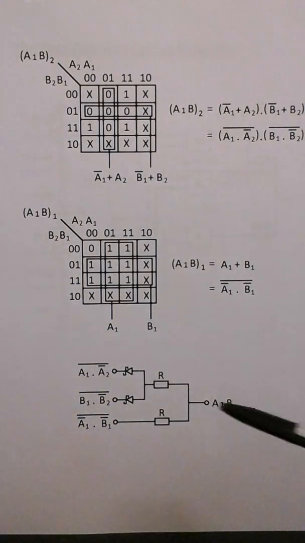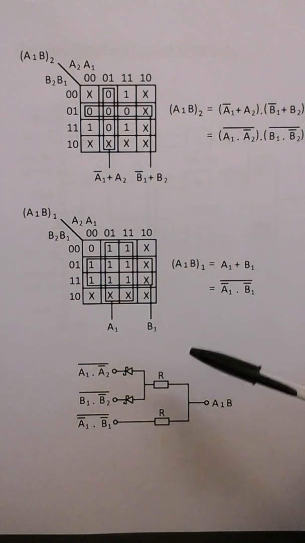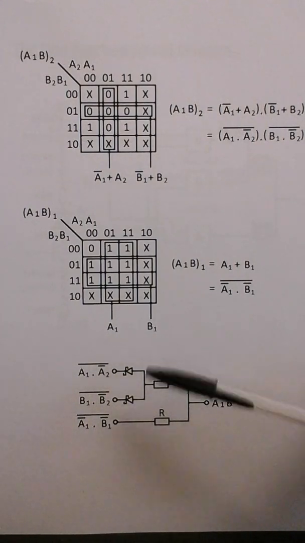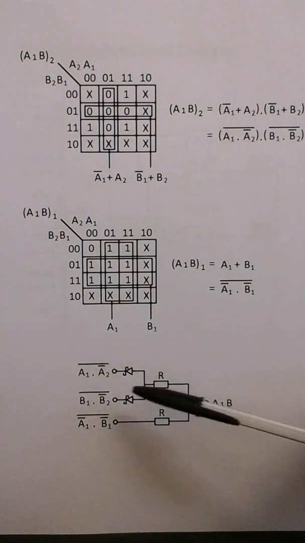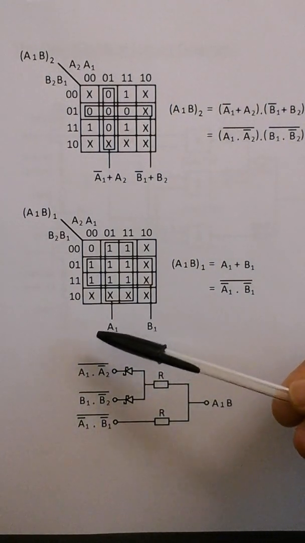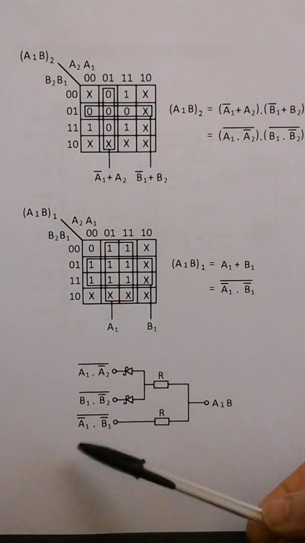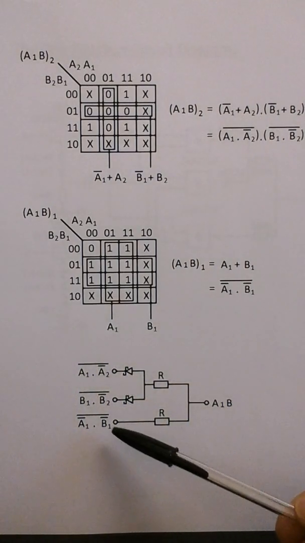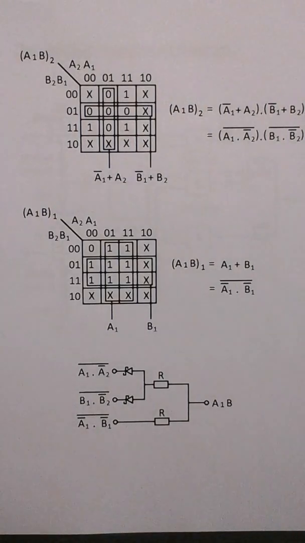So similarly for a 3-variable input circuit, you could add another diode here and have C1 NAND not C2. And this would be not A1 NAND not B1 NAND C1. Okay.